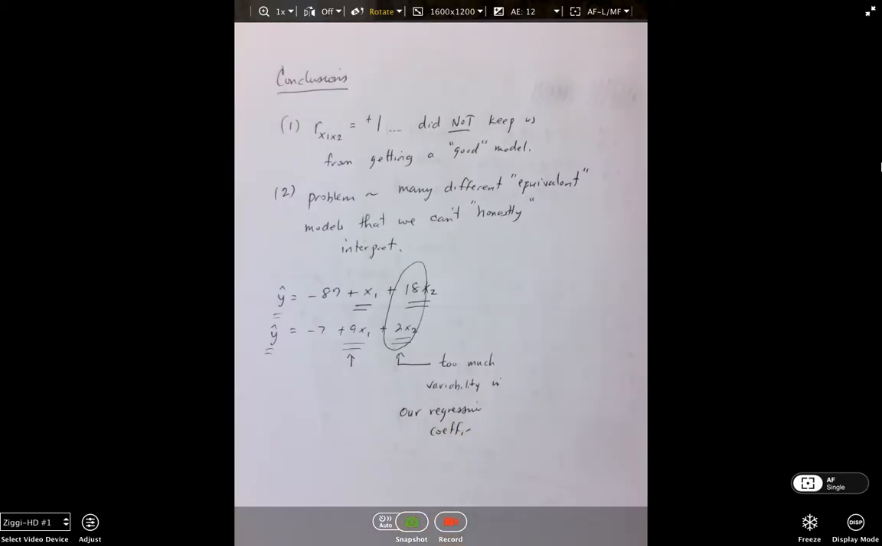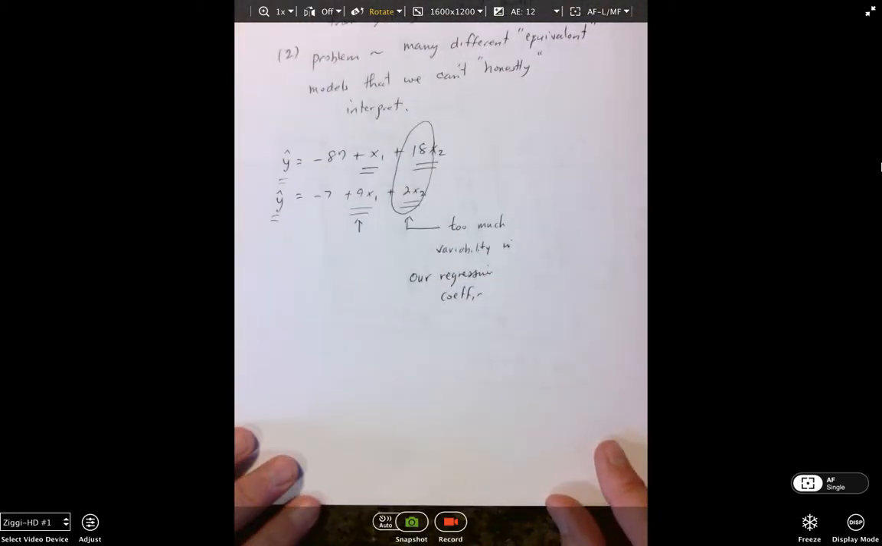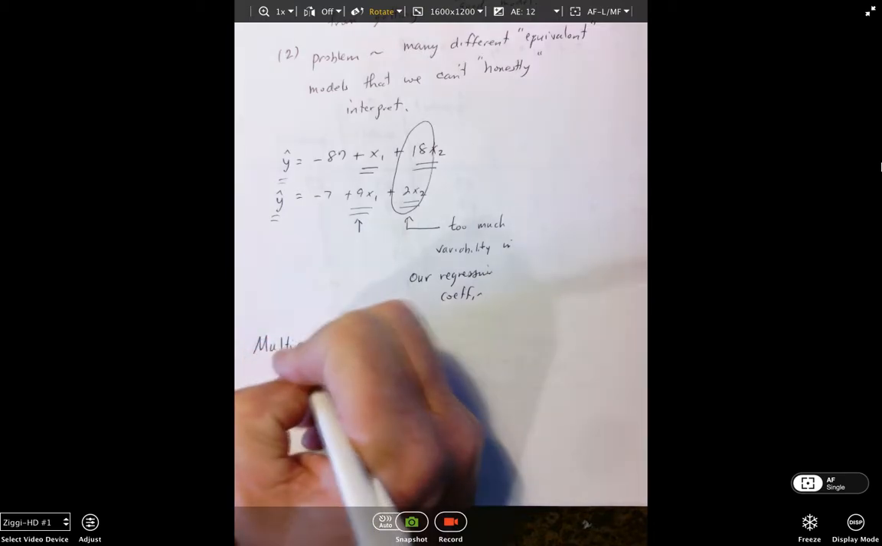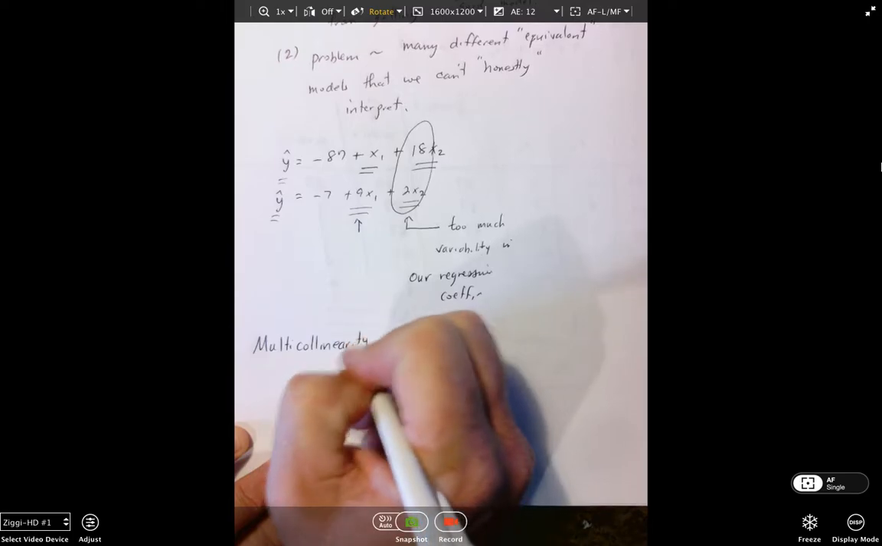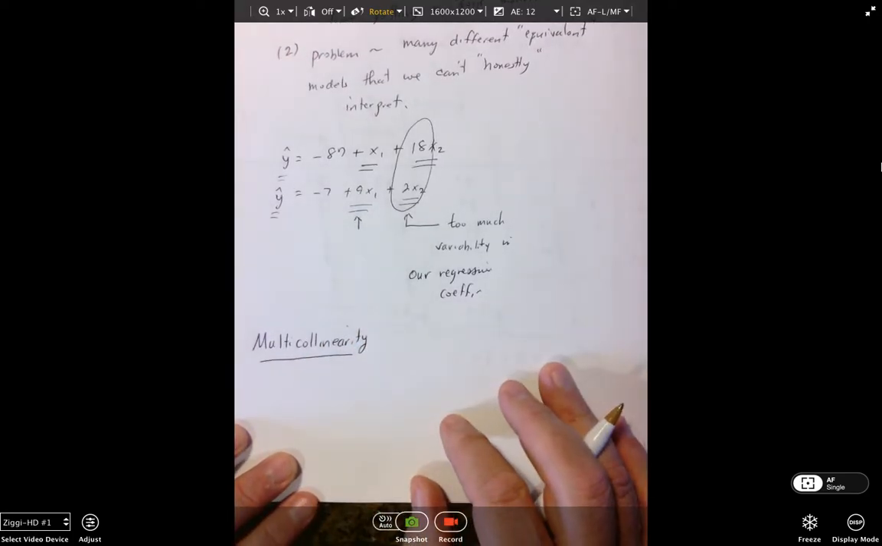Okay. Now, guys, at the end of the day, multicollinearity, it just hit me. I'm writing too small. I'm sure I'll hear about that.